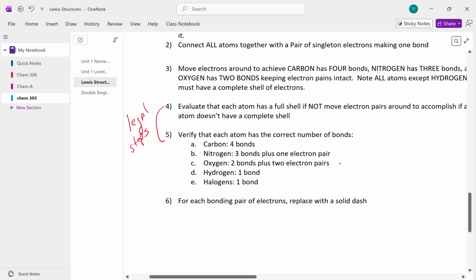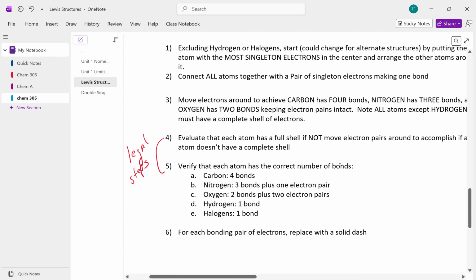Now the next step is to talk about a full shell. What I mean by that is 8 electrons. Sometimes they call this an octet. Now, the reason why I don't call it an octet, because hydrogen only has 2 electrons to have a full shell. So hydrogen has 2. Everything else has 8. So hydrogen's full shell has 2 electrons shared in it. Everything else has 8 electrons.